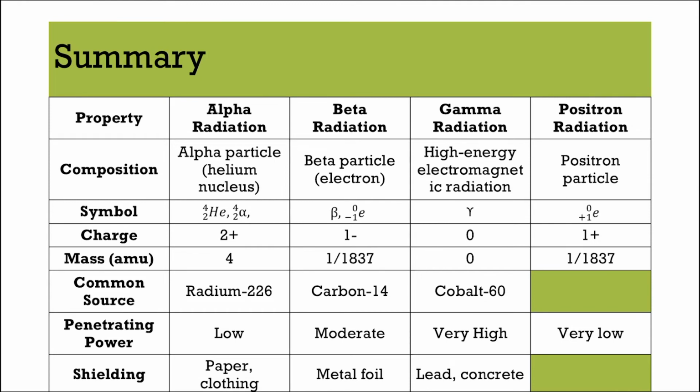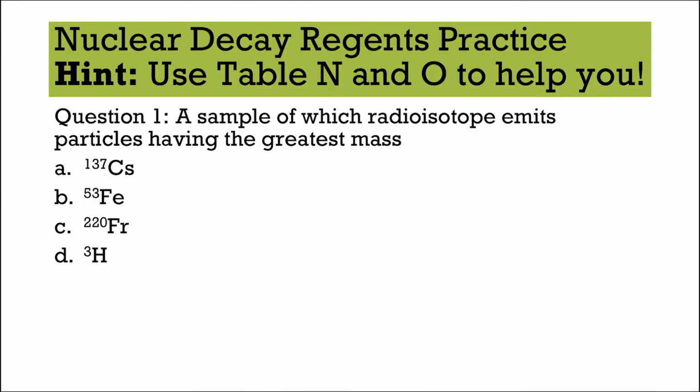power and shielding. What this means is, how can you protect yourself from this particle? If you have low penetrating power, something like a piece of paper or clothing is enough to stop it. Whereas if you have very high penetrating power, you need something like lead or concrete to stop it. So this is a great summary chart of what we're doing. Let's wrap this up with 5 more questions to help you out with what we've done so far. Okay, great. So let's go on to question number 1.